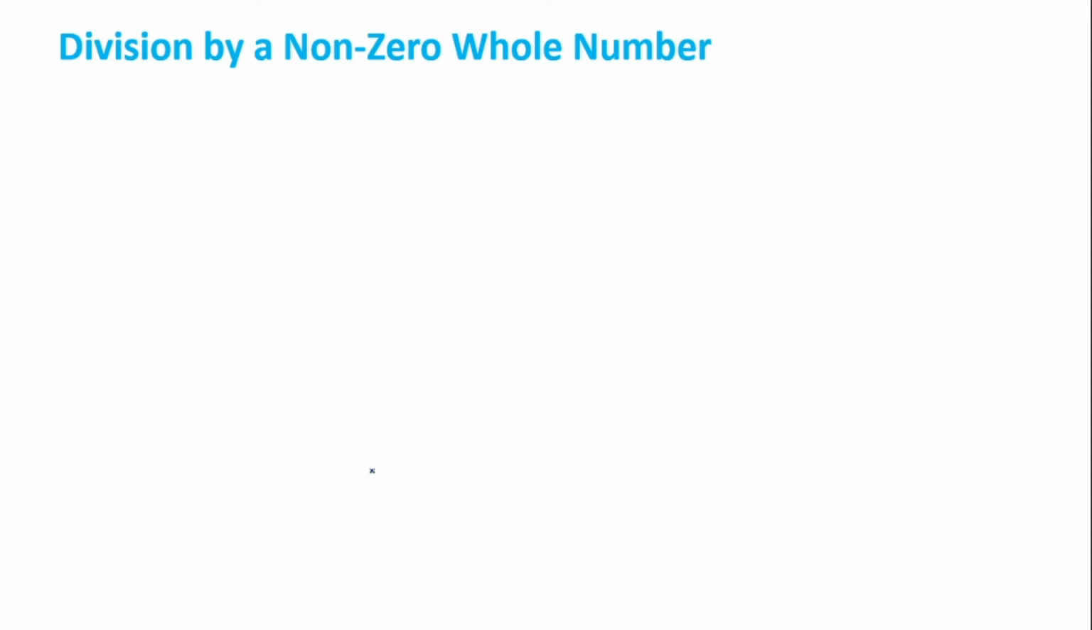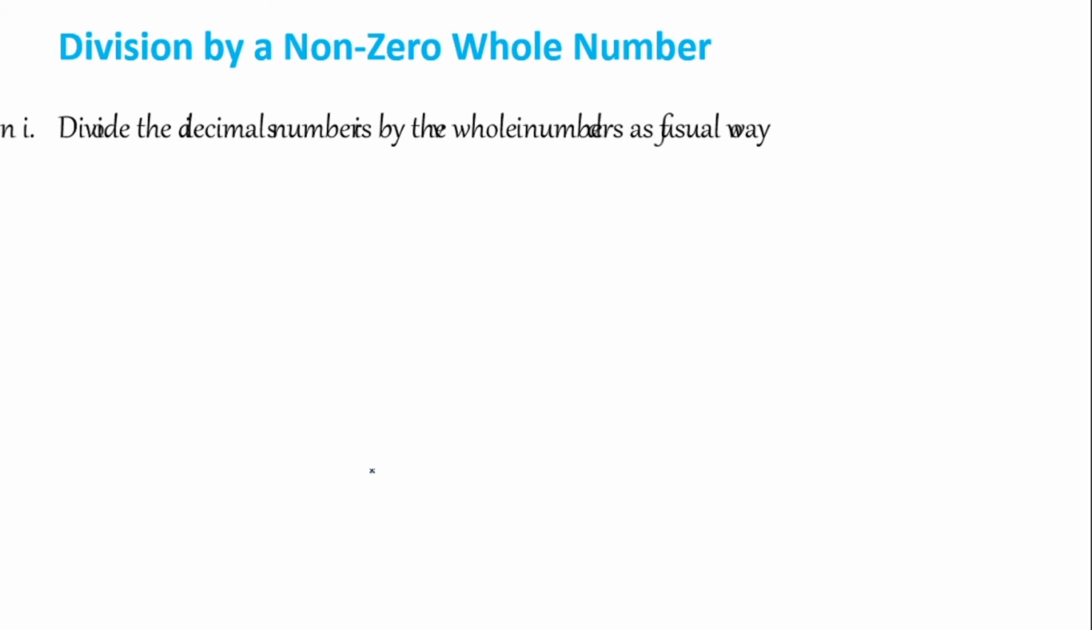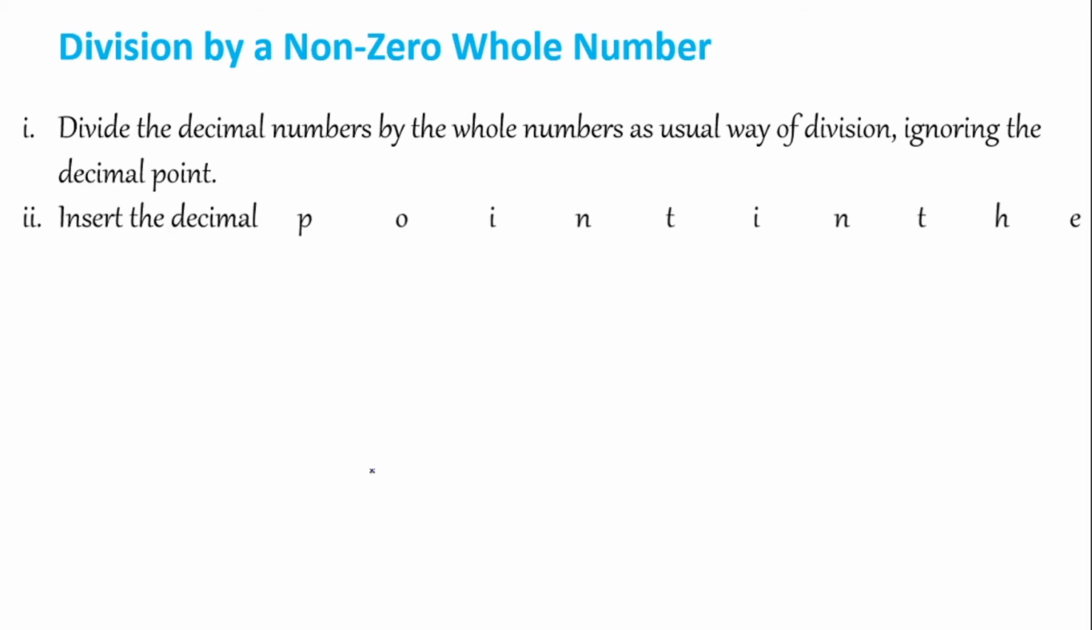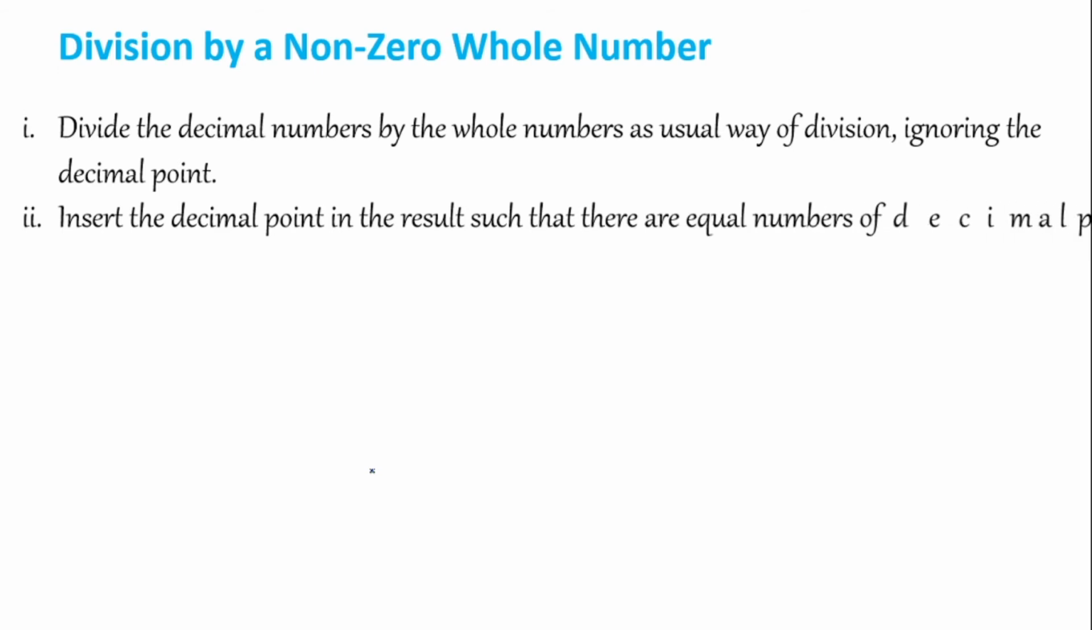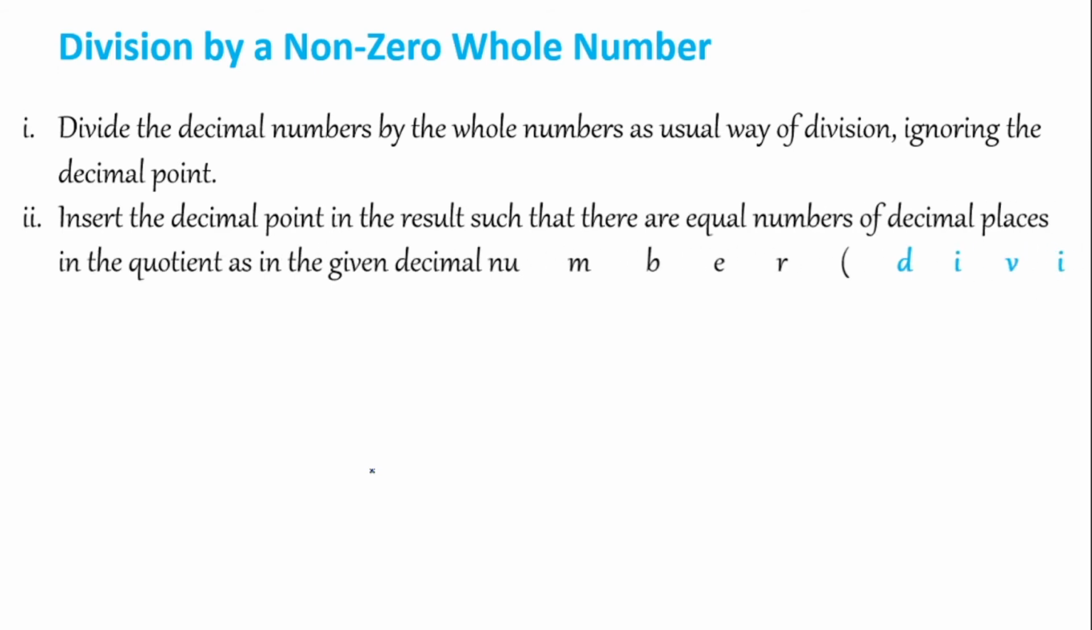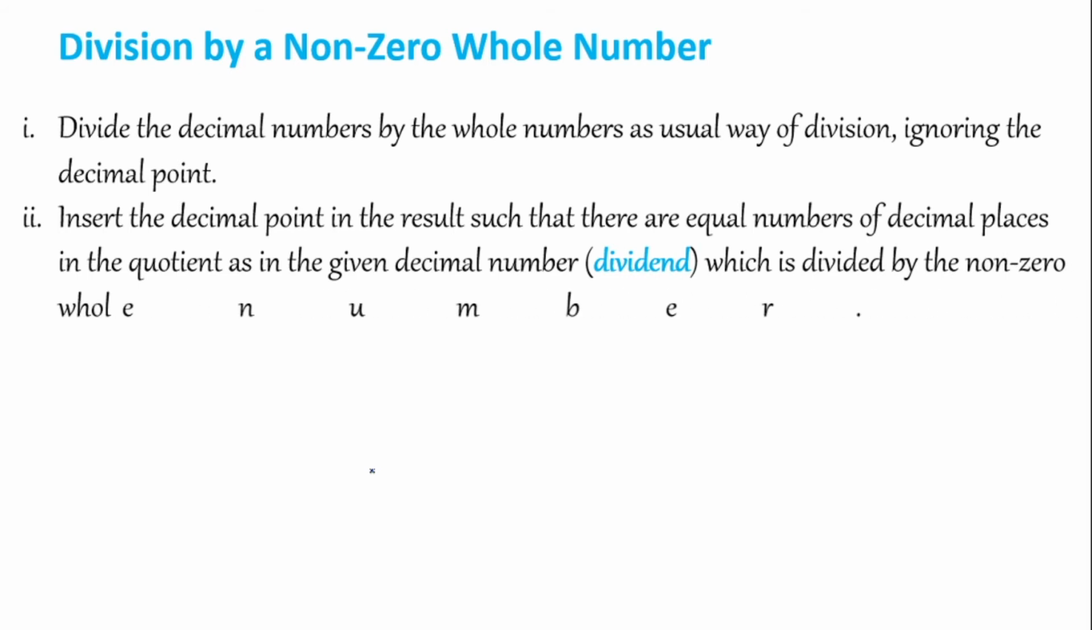Now the next part of division is division by a non-zero whole number. To solve this, you have the following steps. First is you will divide the decimal number by the whole number in the usual way of division, ignoring the decimal point. Second step says that you will insert the decimal point in the result such that there are equal numbers of decimal places in the quotient as in the given decimal number, that is the dividend, which is divided by the non-zero whole number. Let's solve an example to understand these rules.